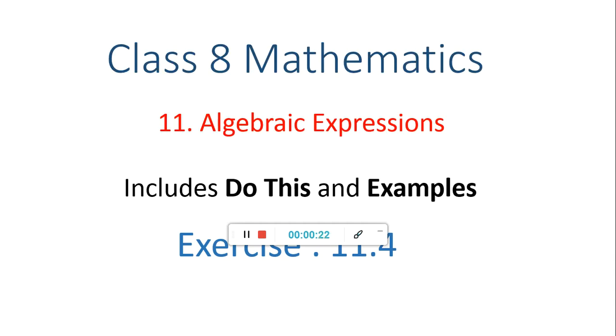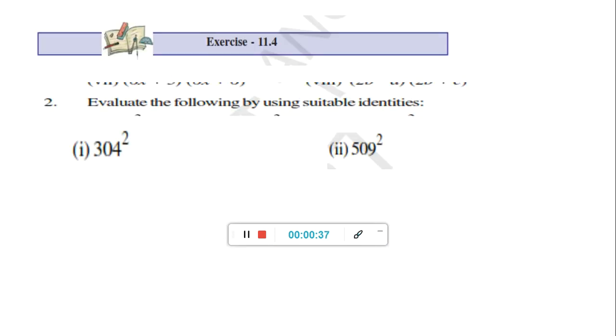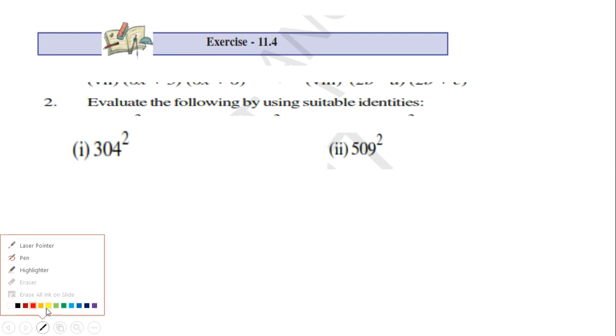So today we will be doing exercise 11.4, the second Roman, which we have done the first Roman in the earlier class, and this we are doing the second Roman. Okay, let's continue. Now, what is the question? The question is: evaluate the following by using suitable identities. The two questions are given here. So we have to find out the answer for these questions.